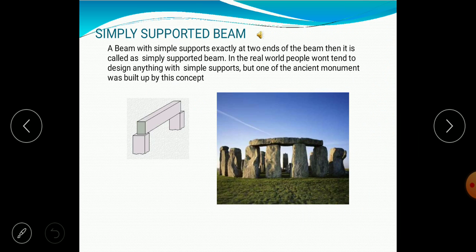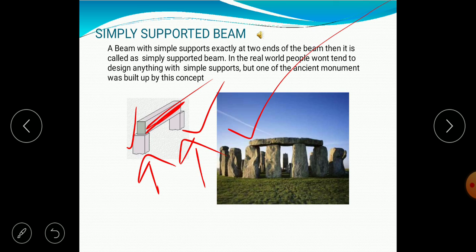Next one is simply supported. Simply supported we have 2 reactions, so it is also statically determinate. Why? Because when a simple support is provided on either end of a horizontal member, it is known as simply supported.